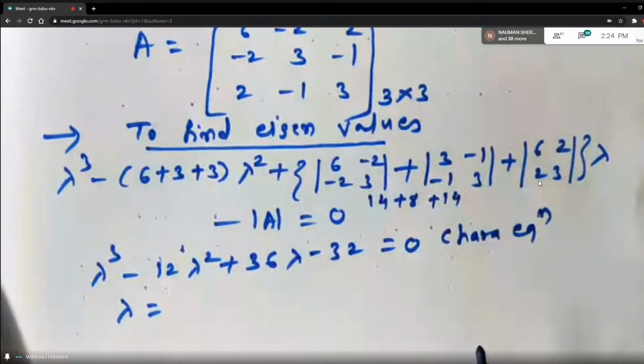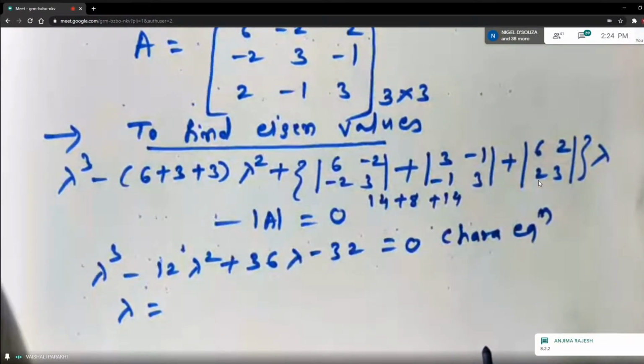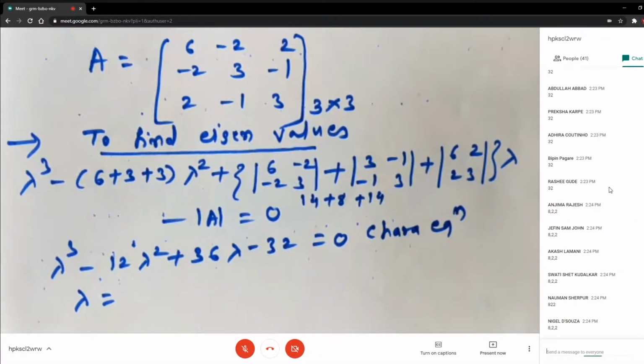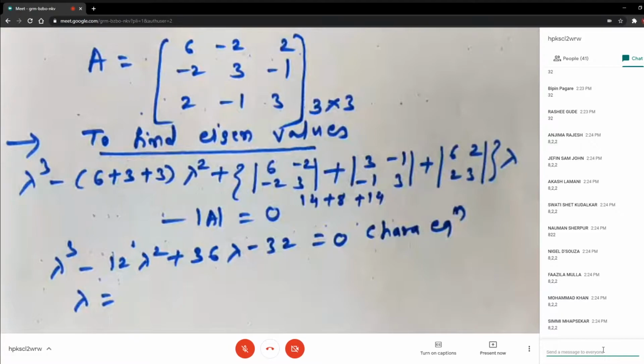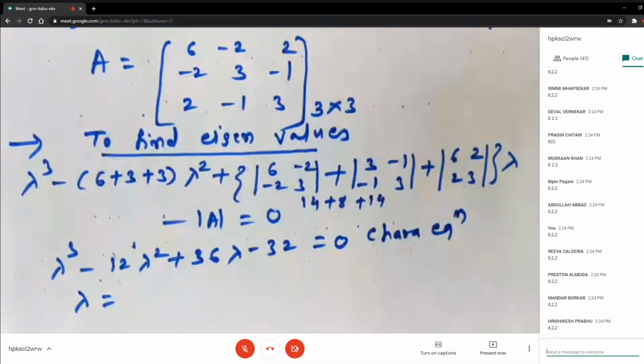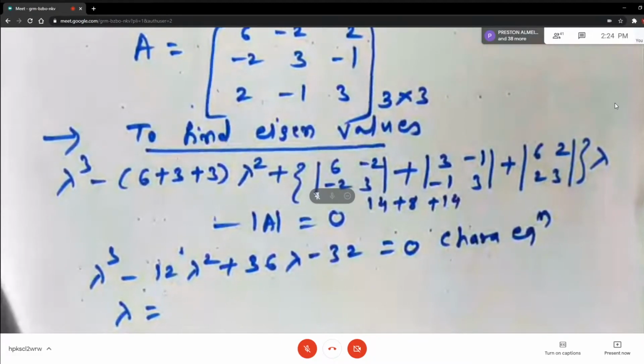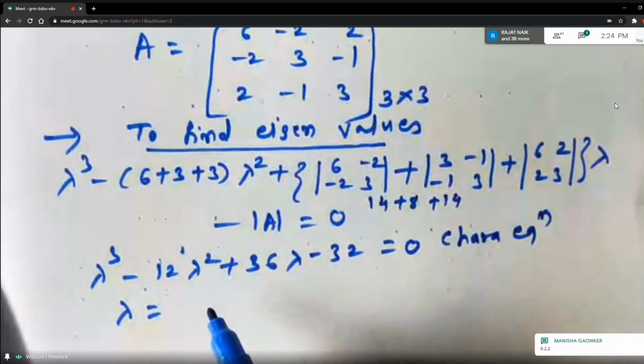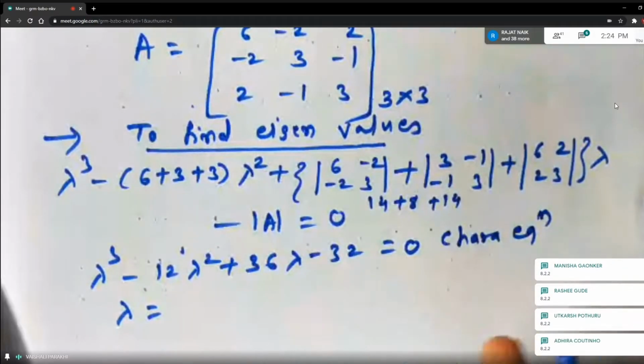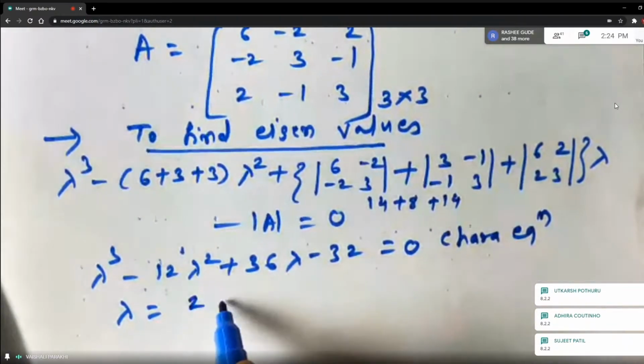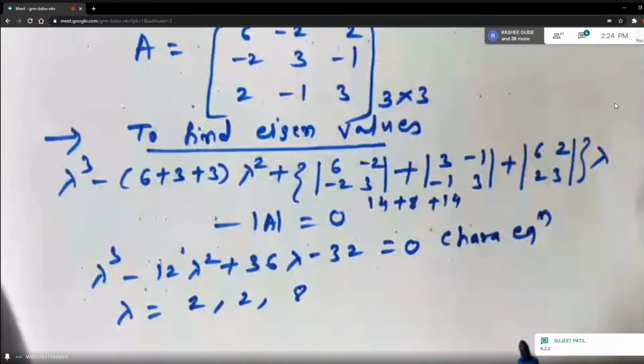Right, you can type your roots in the chat box, so that I'll come to know that everybody is doing it. Ajima, Jeffin, Akash, Swati, Nauman, Nigel, Mohammed, Simi, okay, Muskan, Bipin. Okay, so almost everybody is getting the roots 8, 2, 2. So what was the calculator showing you, students? 8 and 2, right? But as I told you, 2 gets repeated. So I'll write it in this way, 2, 2, 8 or 8, 2, 2, anything.